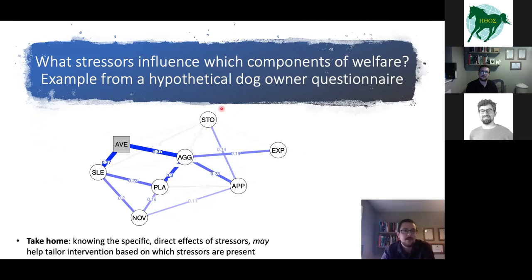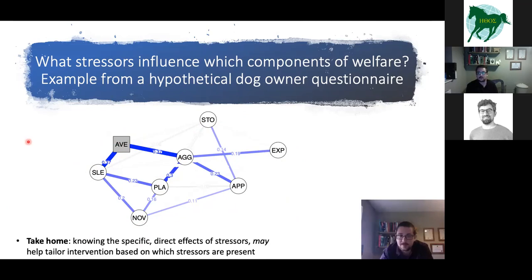So in this example, let's say this data represented survey or questionnaire data, and I asked dog owners about seven questions that captured various different aspects of welfare: sleeping, playfulness, novelty, aggressiveness, stool, appetite, exploratory behaviour. And I also asked them how much they agree that they use some form of aversive training to manage their dog's behaviour.